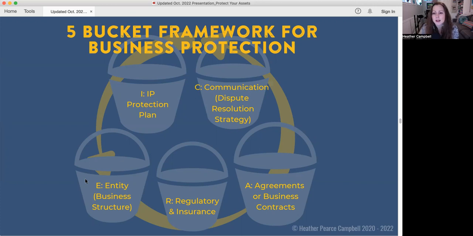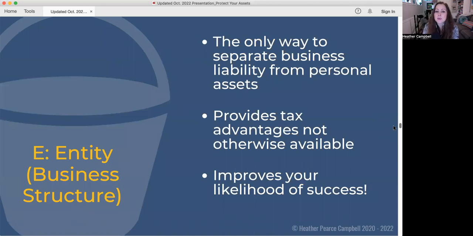And what this does is it really is the only way to separate business liability from your personal assets. So here's this bucket. Again, this is what should go down on your note sheet, the bullet points related to each bucket. So having a proper legal entity in place, which is a formal business structure, is the only way to tell the IRS, the court system, your clients, any regulatory agency, my business lives over here and my personal life and my personal assets live over here.